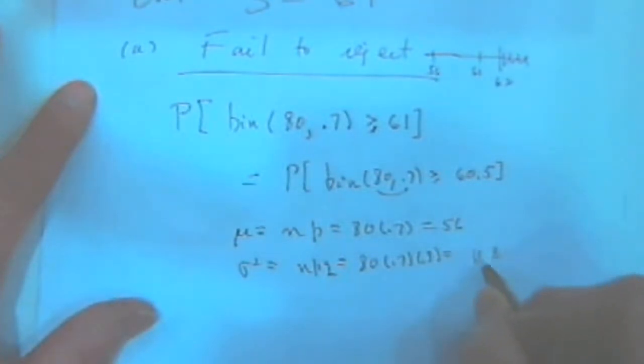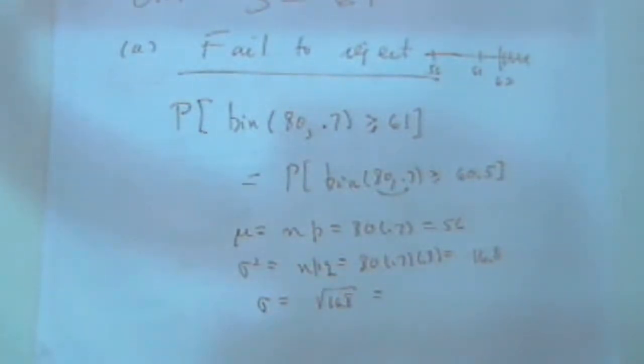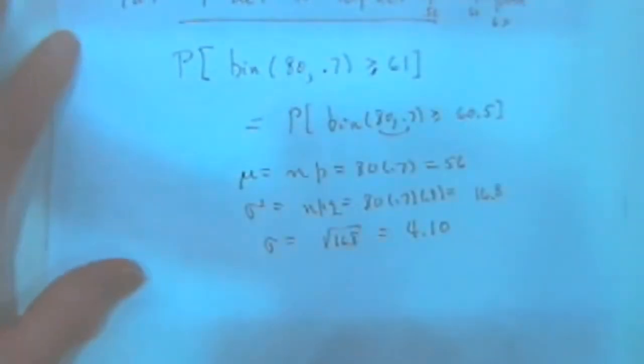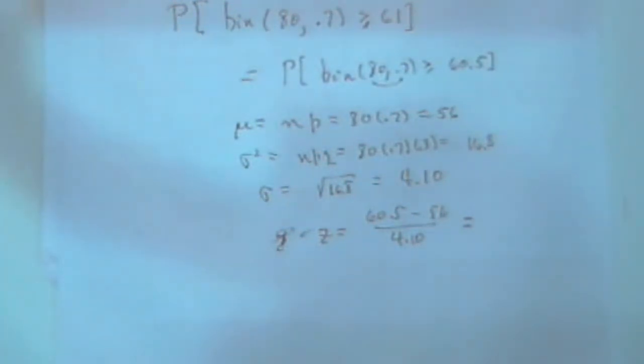So that's 56. And you need to know the variance, which is npq. So 16.8. Actually, I need a standard deviation. So that I would have to calculate with my calculator. That's 4.10. And now I'm set. I can just make that a z-critical point. Right? Z would be 60.5 minus 56, and then I have to go back to my calculator. 4.5 divided by 4.1. So that's 1.1.